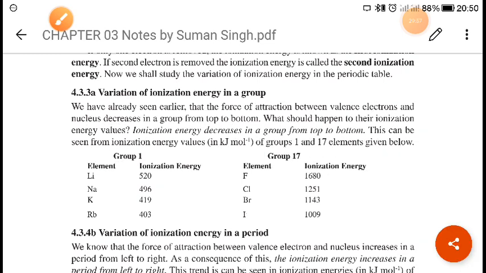Now, due to these three factors, or due to this combined effect, the effective attractive force between the nucleus and the valence shell increases on moving from left to right in the period. I hope you have understood this, right? So we can say more and more energy is required to remove an electron from the atom, and consequently the ionization energy increases with the increase in atomic number in the period. I hope you have understood this now.